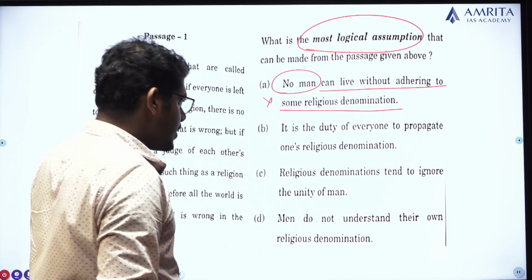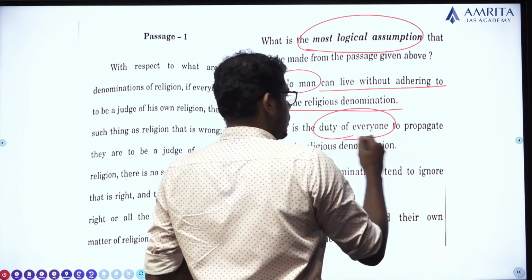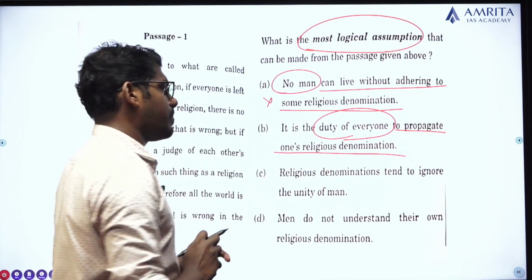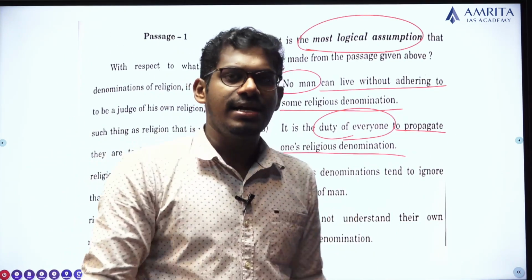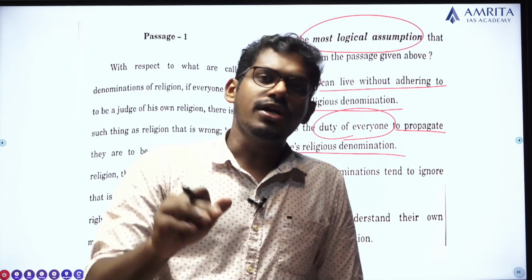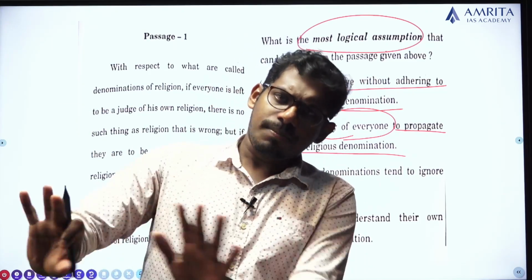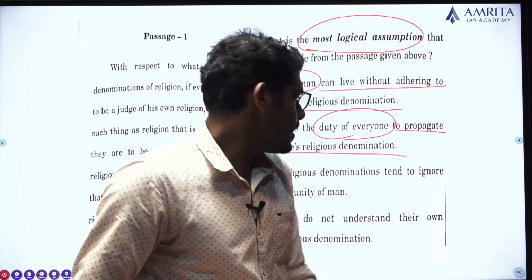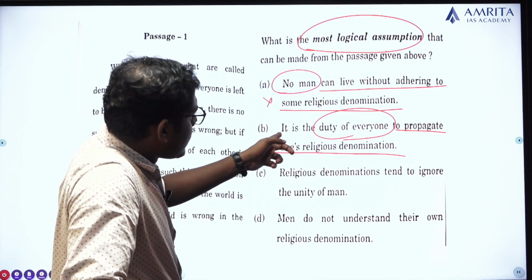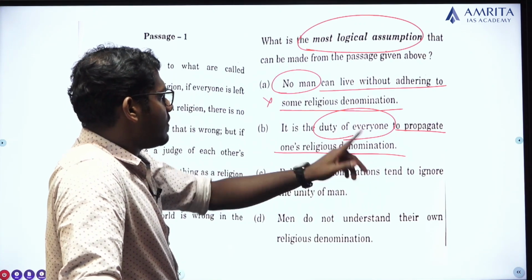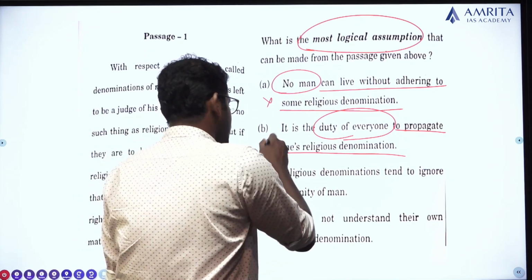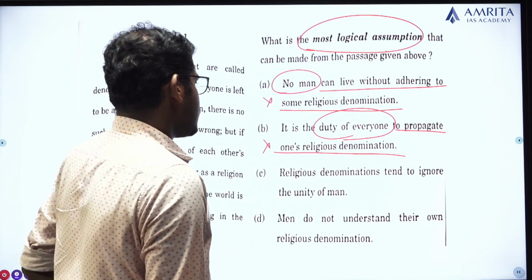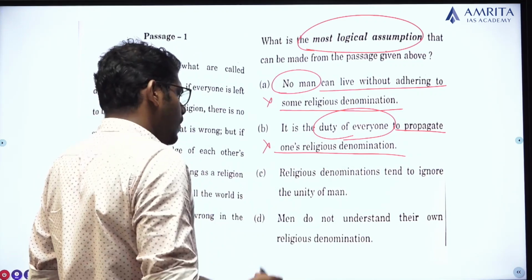Second one, it is a duty of everyone to propagate one's religious denomination, which says that there cannot be any atheist in our society. An atheist is the one who doesn't belong to or believe in any particular religion, so that he will not propagate his religious denomination or any religious denominations. Clear? But it says that it is a duty of everyone to propagate one's religious denomination. So I cannot say it is the correct one.